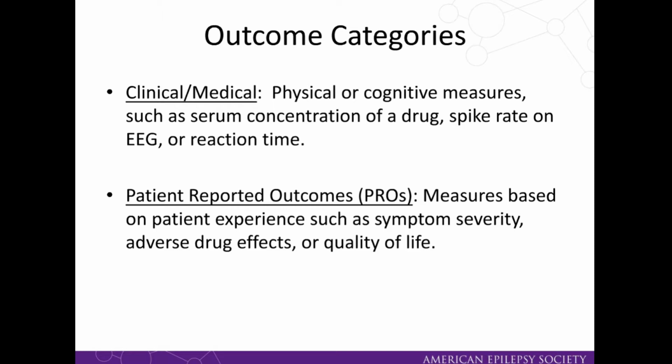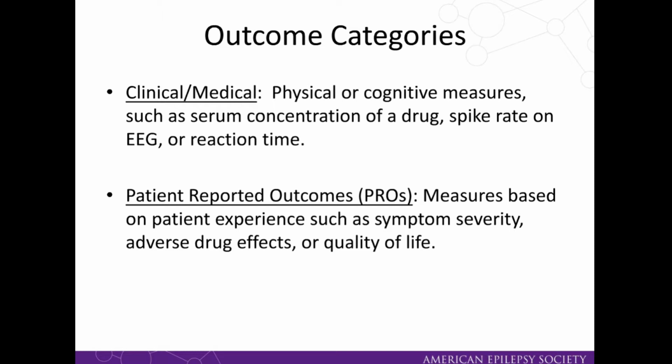Outcome categories or ways to define outcome measures are often divided into two major groups. First is the clinical or medical outcomes, and as most everyone participating in this program understands, those are some type of physical measurement or a cognitive measurement, typically something like serum concentrations of a drug, spike rates on EEG, seizure rates, reaction time or memory tests from cognitive assessments would be typical clinical or medical outcomes.